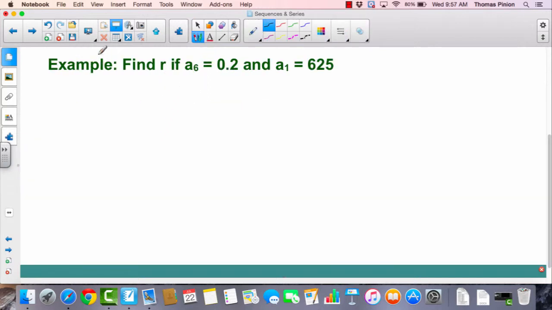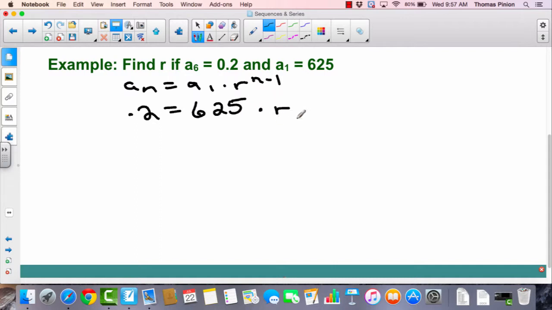Okay, so let's start off with our explicit formula first. We got A sub n equals A sub 1 times r to the n minus 1 power. So we're going to plug in A sub 6 here for A sub n, which is 0.2, equals, our A sub 1 is 625, times r, because that's what we're trying to find, that's our unknown, to the n minus 1 power. n is 6, so we're going to take 6 minus 1. Let's just go ahead and put 5 there. Skip a step. I think we're smart enough we can understand that.